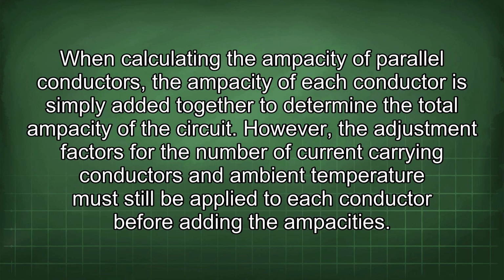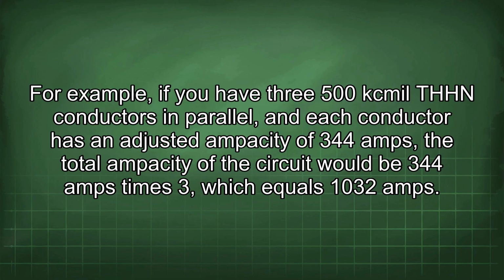When calculating the ampacity of parallel conductors, the ampacity of each conductor is simply added together to determine the total ampacity of the circuit. However, the adjustment factors for the number of current-carrying conductors and ambient temperature must still be applied to each conductor before adding the ampacities. For example, if you have 3 500 kcmil THHN conductors in parallel, and each conductor has an adjusted ampacity of 344 amps, the total ampacity of the circuit would be 344 amps times 3, which equals 1032 amps.